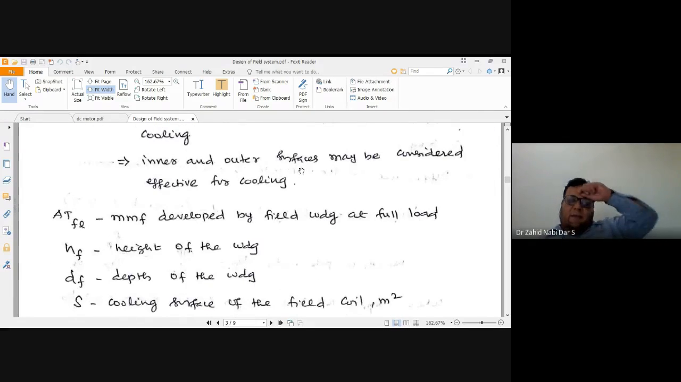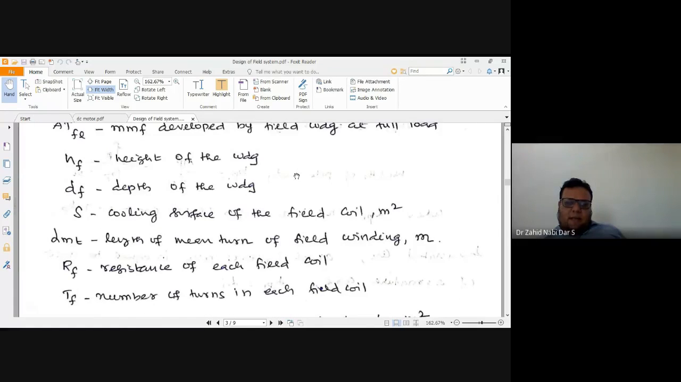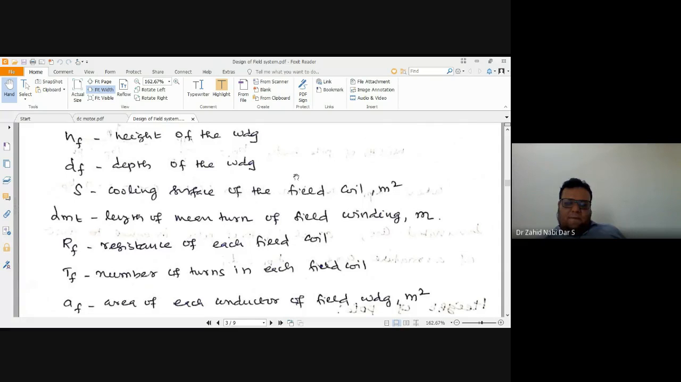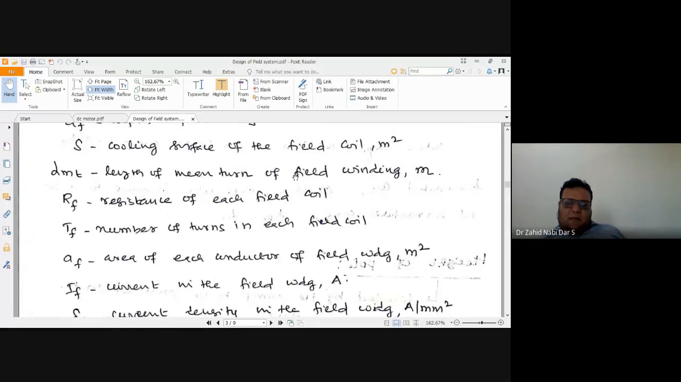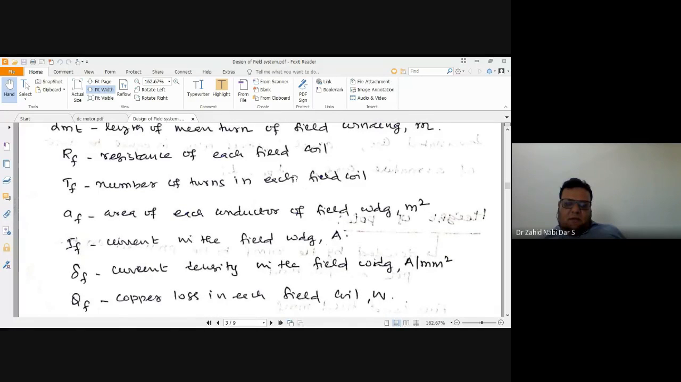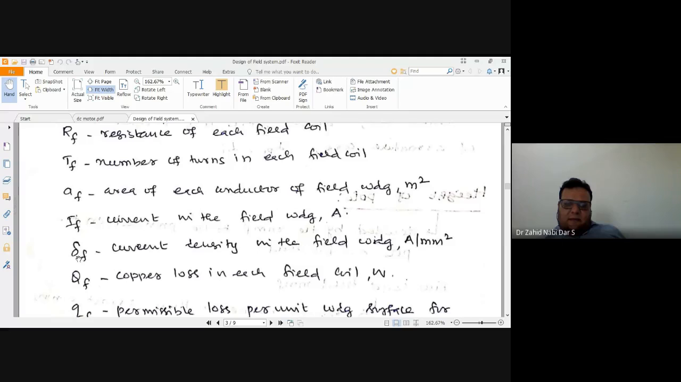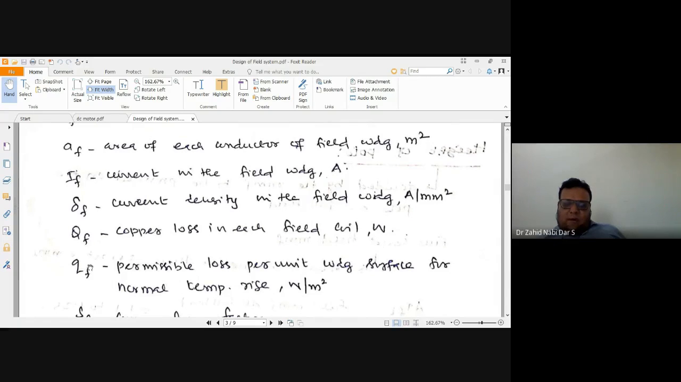Now HF is the height of the winding, DF is the depth of the winding. S is the cooling surface of the field coil, LMT is the length of mean turn of the field coil in meter, RF is the resistance of each field coil, TF is the number of turns in each field coil, AF is the area of each conductor of the field winding in meter square, IF is the current in the field winding. Del F is the current density, equal to IF by AF, current by area, in amperes per millimeter square. Theta F is the copper loss in each field coil, in watts.